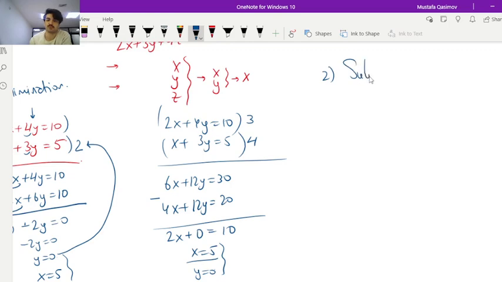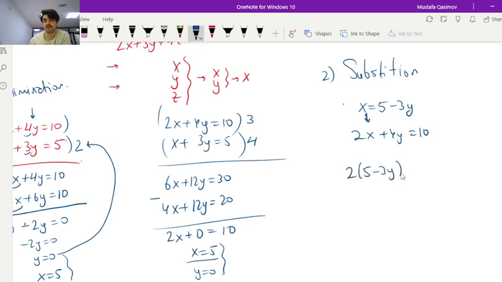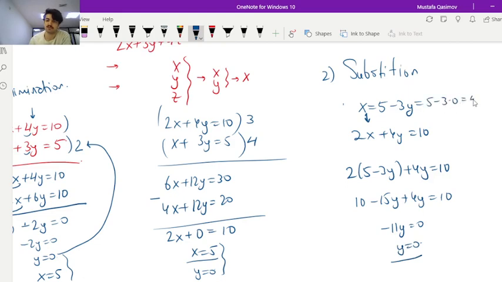The second method is called the substitution method. For the substitution method, we have to substitute x with y or y with x. For example, from this equation we can easily find x is equal to 5 minus 3y. Then we have to put this value in the first equation. So we will get 2 multiplied by (5 minus 3y) plus 4y is equal to 10. 10 minus 6y plus 4y is equal to 10. After that we can write negative 2y is equal to 0 and y is equal to 0. After that we have to put this number in the first equation and we will get 5.